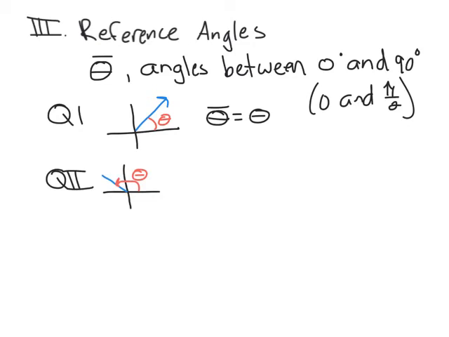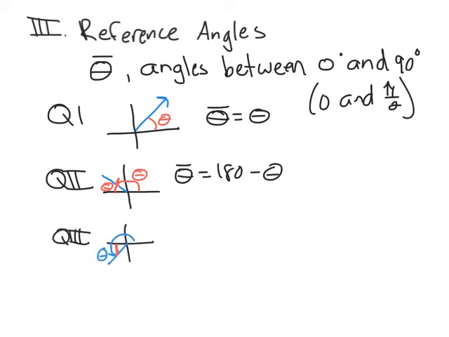For the second quadrant, we now are between 90 and 180, so the reference angle is going to be the angle that you get when you take 180 and you subtract away theta. So in this case, theta bar, the reference angle, is 180 minus theta to get that angle between 0 and 90 degrees.